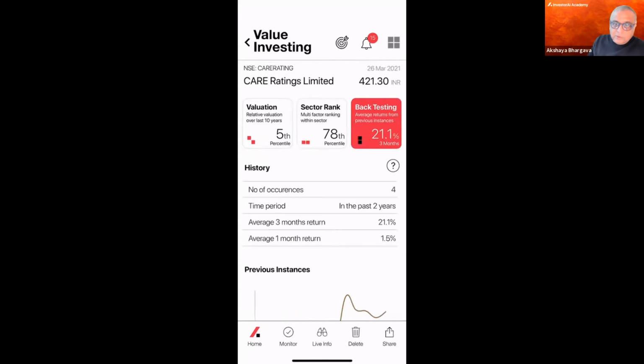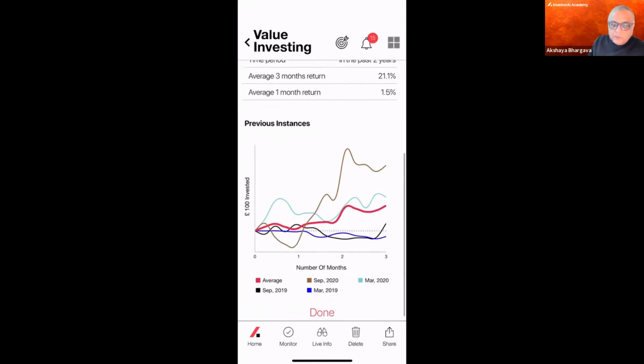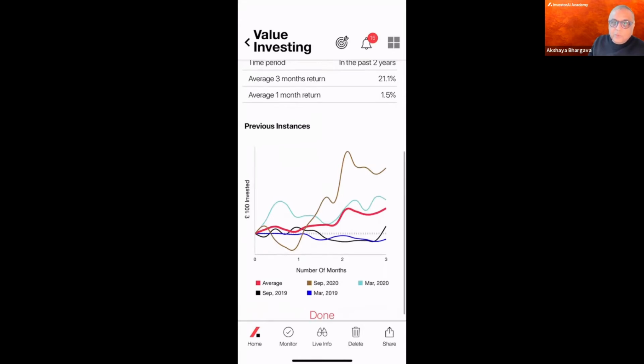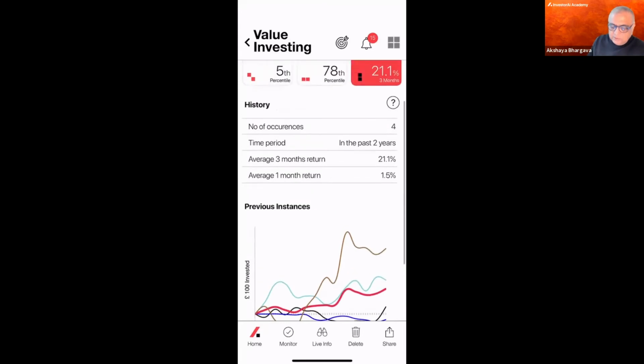You can look at back testing, and this tells me that it has happened 4 times in the last 2 years, and this is the dates when it happened. The thick line is the average, and had you bought every single time in 3 months, you would have made 21%.